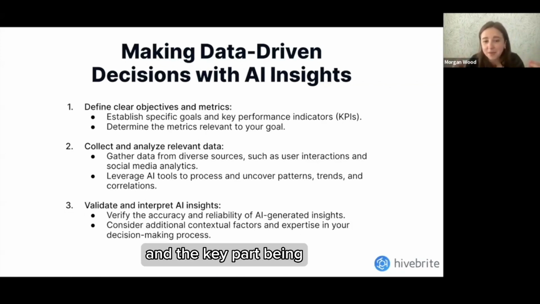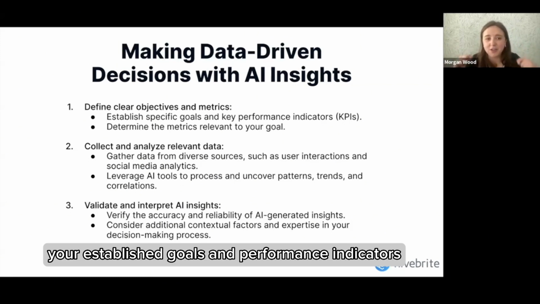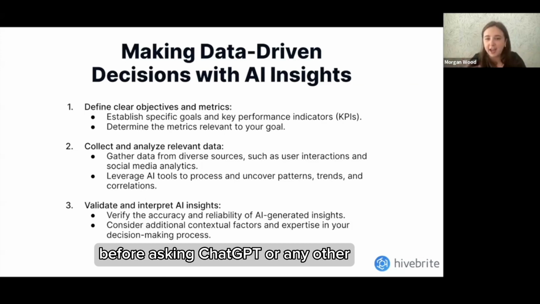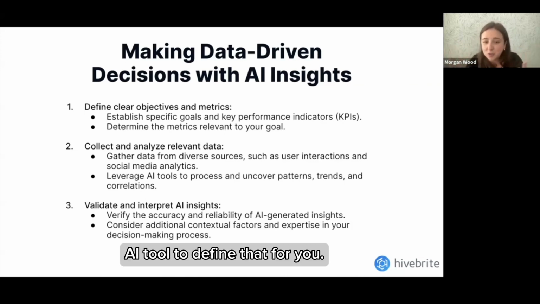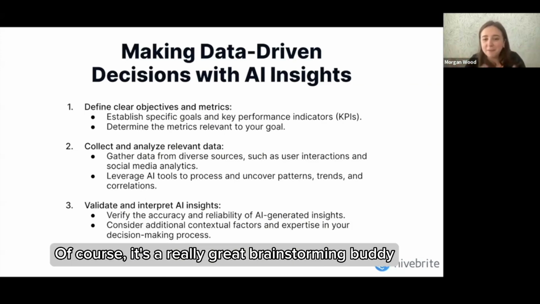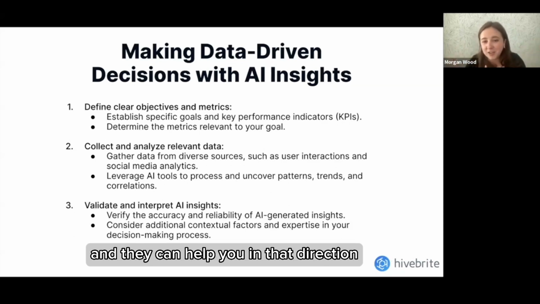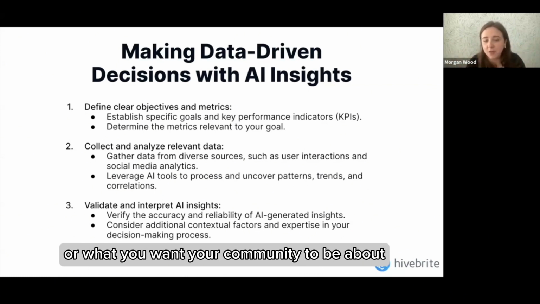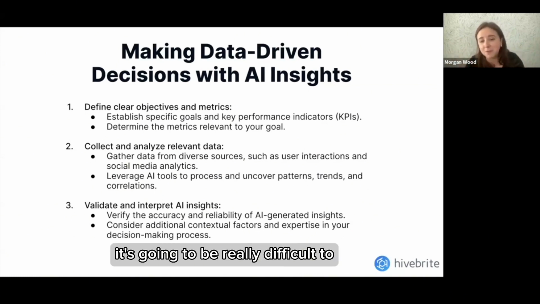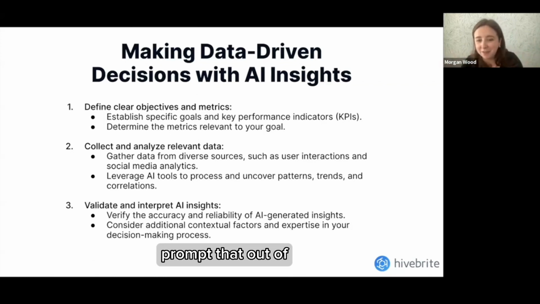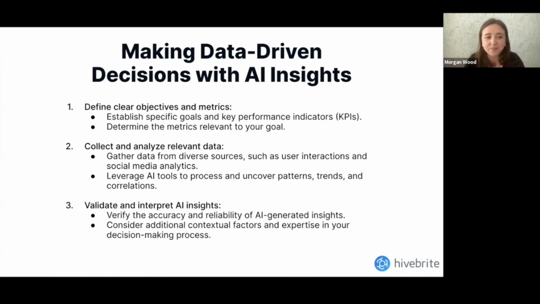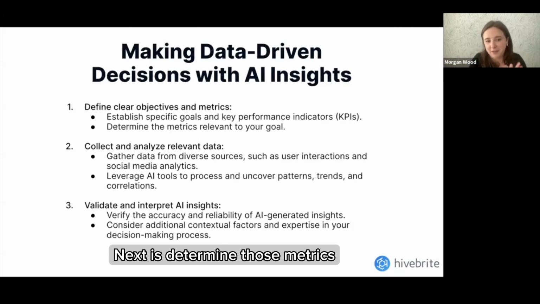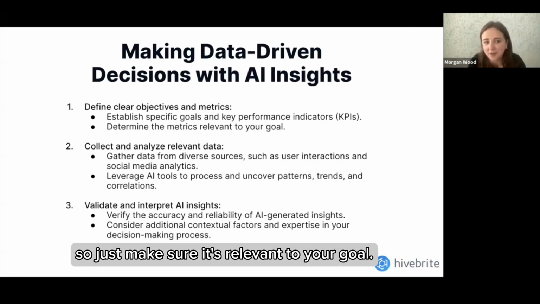And the key part is that you want to make sure that you have your established goals and performance indicators before you're asking Chat or any other AI tool to define that for you. Of course, it's a really great brainstorming buddy and they can help you in that direction, but without you determining your North Star, or what you want your community to be about, it's going to be really difficult to prompt that out of an AI model. Next is determine those metrics. So just make sure it's relevant to your goal.